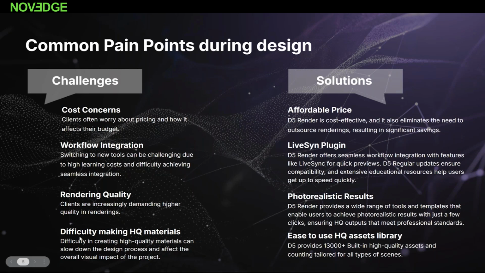And then lastly, users have said that they have a difficult time creating all these high quality materials. So difficulty in creating high quality materials can slow down the design process and affect the overall visual impact of the project. So again, D5 Render has a solution for that by providing you with over 13,000 different high quality assets and all our different AI features that help increase productivity.